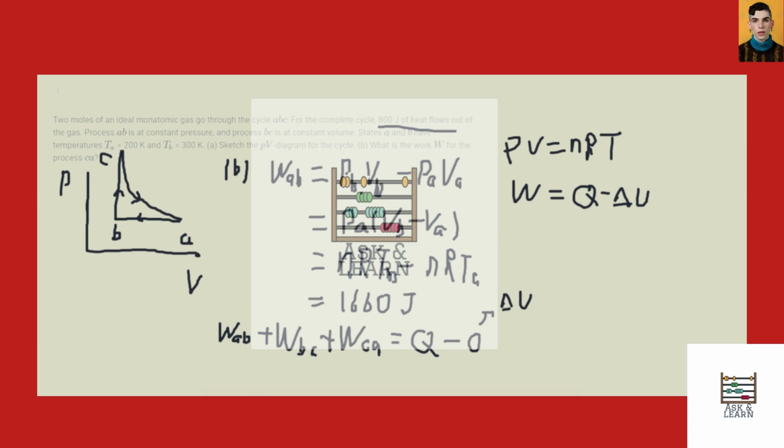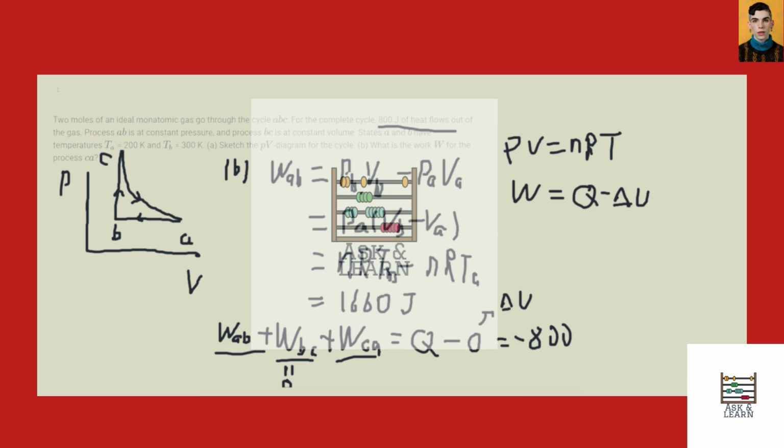So we already know WAB and WBC. If you look at the PV diagram, BC is a constant volume process, so WBC is simply 0. So the only unknown thing in this formula is WCA because we already know the Q. The Q here is the heat flowing into the system, and the information we got from the problem is 800 joules flowing out of the system. So basically, the Q is negative 800 joules.